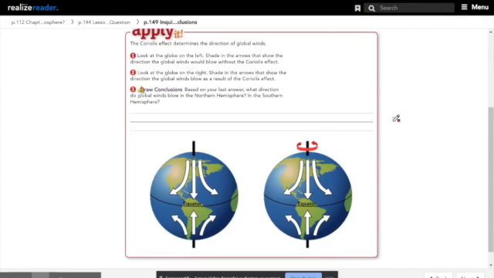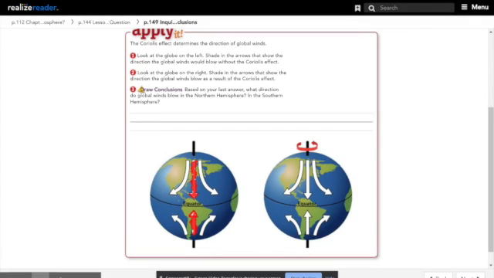All right, so let's take a look at the illustration below. First, let's look at the left globe, and let's see what direction the global winds would blow in without a Coriolis effect. The Earth is not rotating in this example, and we're going to shade in the correct arrows. If there was no Coriolis effect, winds would just blow from north to south in a straight line. So let's shade in the straight line here. And then we're going to do the same for the southern hemisphere.